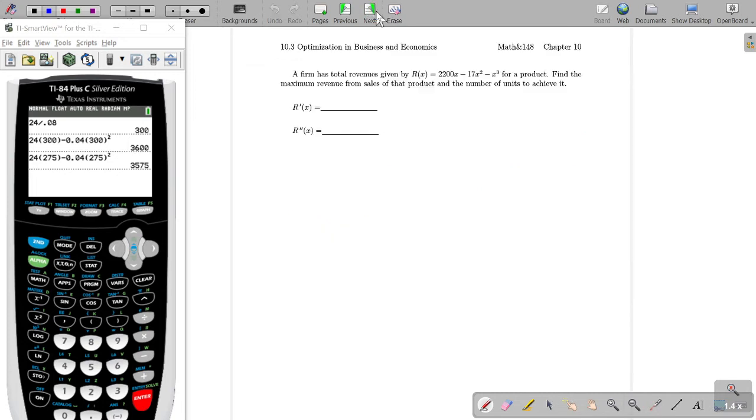Okay, next page. So go ahead and try this one, pause the video, and then come back. Okay, you should have paused the video, so let's go through and figure out what the first derivative is. So that would be 2200 minus 34x minus 3x squared. So the second derivative would be minus 34 minus 6x.